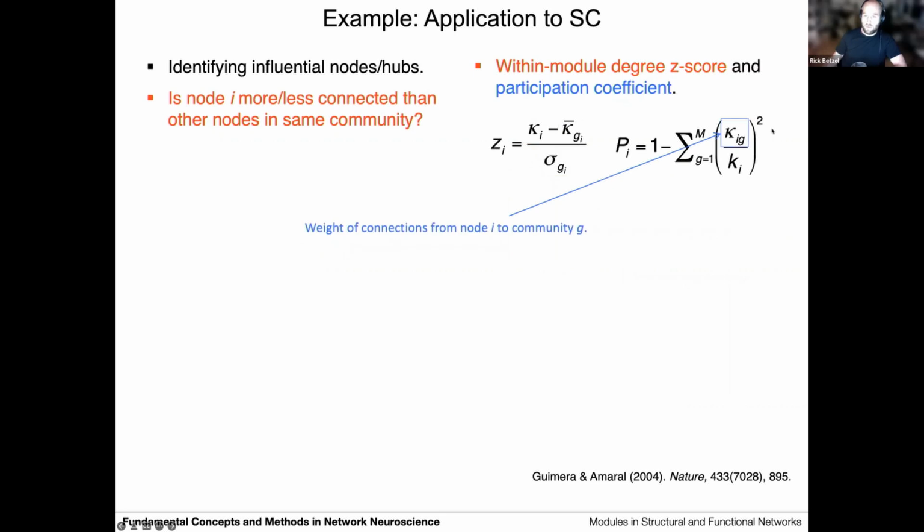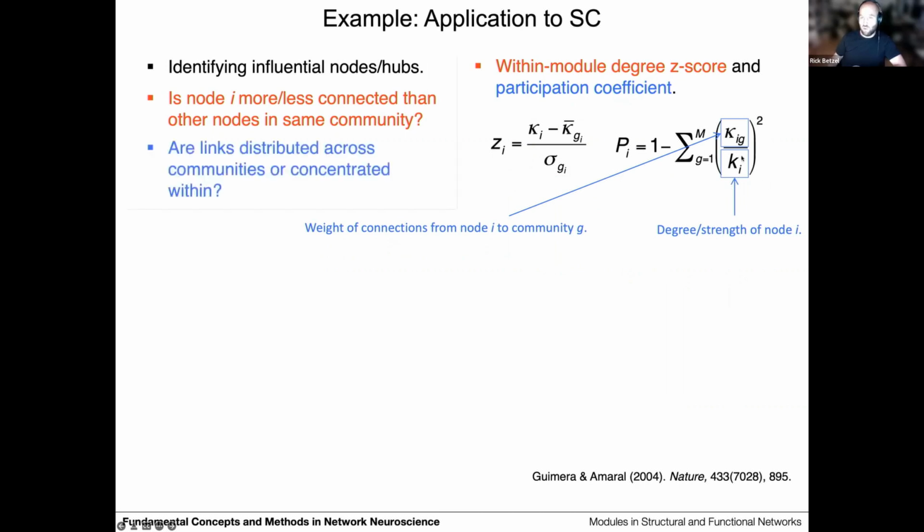We can do something similar with the participation coefficient, which is complementary. It calculates the weights of connections that a node makes to any community g divided by its total degree or total strength. Essentially, the participation coefficient gives us a value of 1 if a node's connections are more or less uniformly distributed across communities, and a value close to 0 if its connections are concentrated within a very small number of communities.